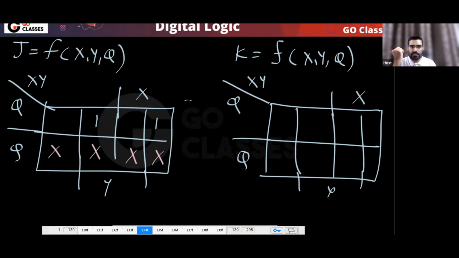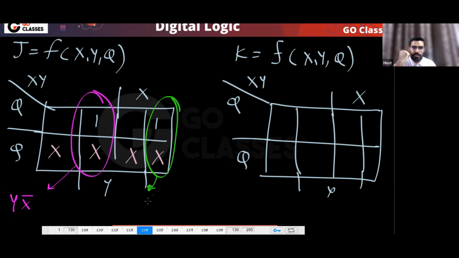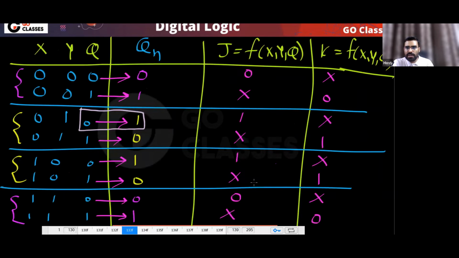So finally, what equation will you get? You have to do this. That will be YX bar and XY bar. YX bar, XY bar. So what is J? J is X XOR Y. This is J. And what is K? So let's find out K.